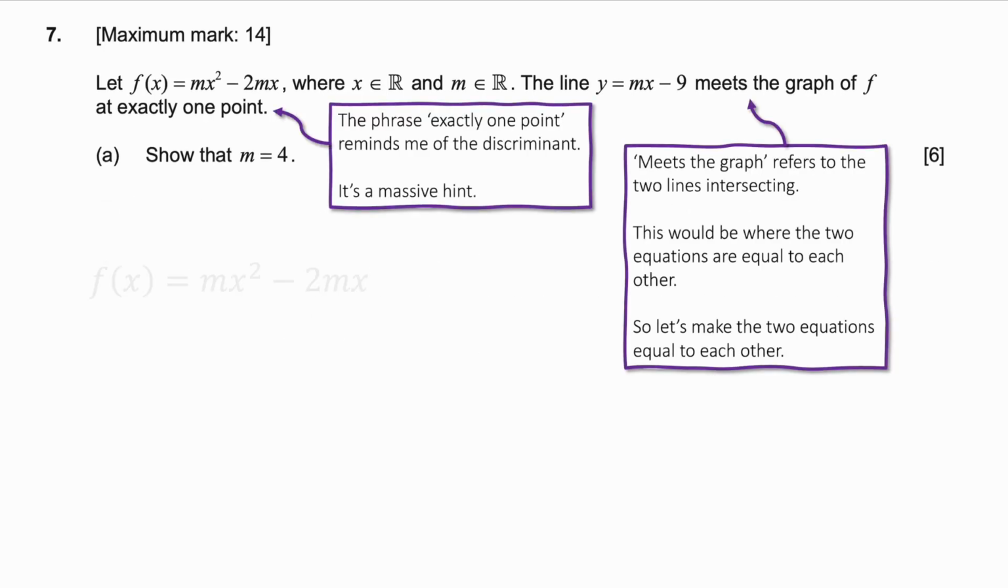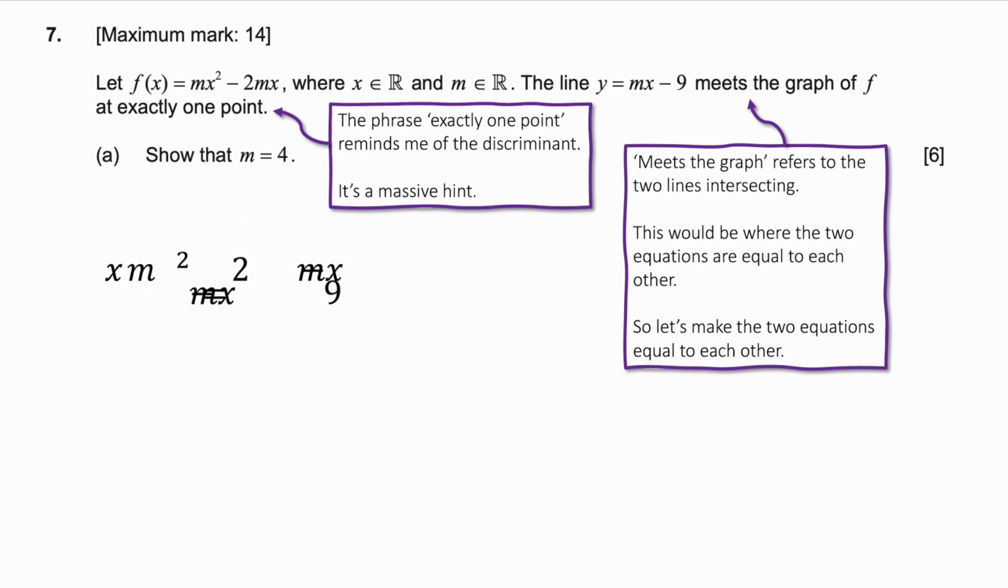Okay, so when two graphs meet, that is talking about intersecting, and that means they are equal to each other at that point. So whenever you see the words meets the graph, that means they intersect, they're equal to each other. And it also says exactly 1 point, which sounds a lot like has exactly one solution, which is like the discriminant. And so that phrase exactly 1 point always just means you're going to use a discriminant.